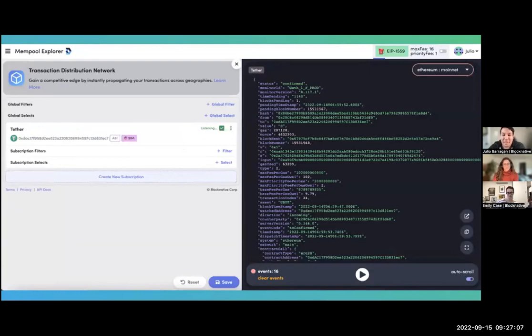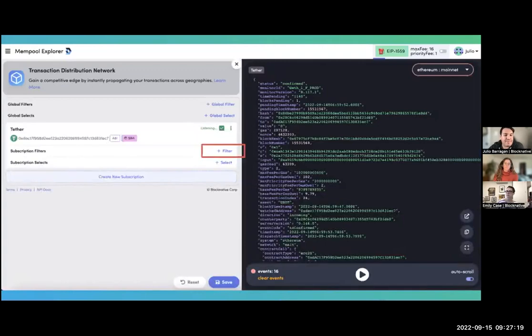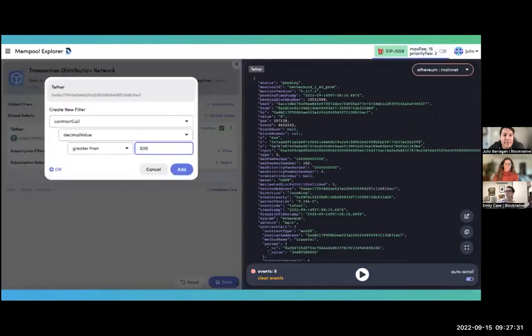It's quite a lot of information, and there's a lot of noise you might not care about. So what can we do to clean up that noise, right? Blocknative offers some really cool advanced filtering, so you only get the information you need. Going back to our example, you can see the little filter button right there. Just click on it and select everything you want to filter out. In this case, I created a filter by contract call with decimal value greater than 500, and that should update my feed to only show me any USDT transactions over $500.